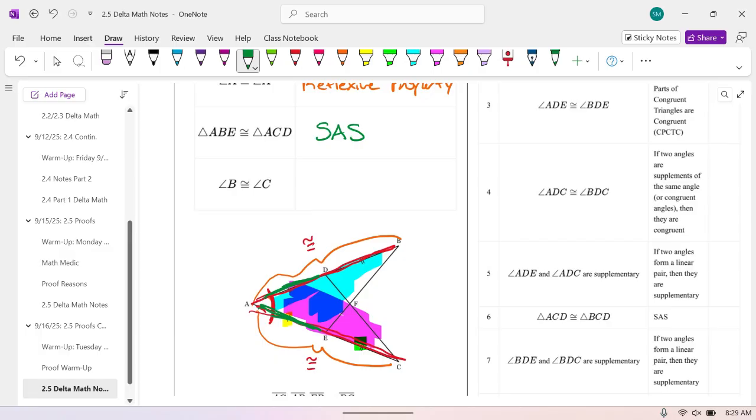Thus, angle B is congruent to angle C by CPCTC. So guys, once you prove that the triangles are congruent, whatever part that they need you to prove that's congruent, it's automatically CPCTC. Any questions on that one?